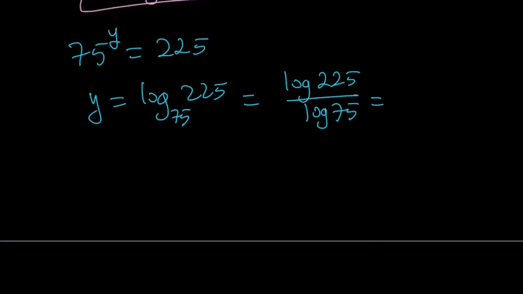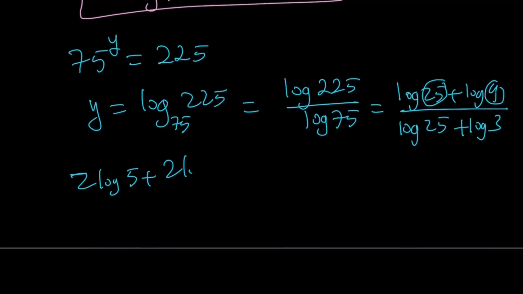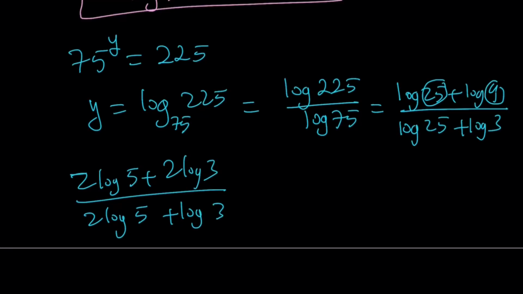225 is, what was it? 25 times 9. It's going to be log 25 plus log 9. And 75 is 25 times 3. Okay, great. So I can write it like this. And then 25 is 5 squared and 9 is 3 squared. So I can use that. 2 log 5 plus log, oops, that's supposed to be log 9. So that is 2 log 3 over 2 log 5 plus log 3. And that's equal to y.